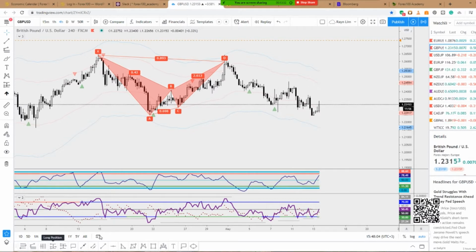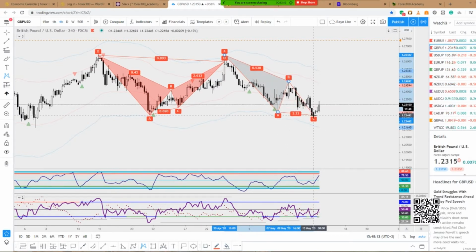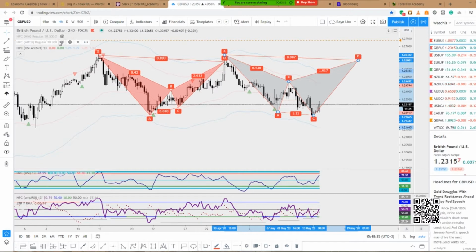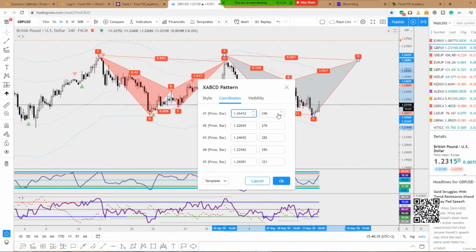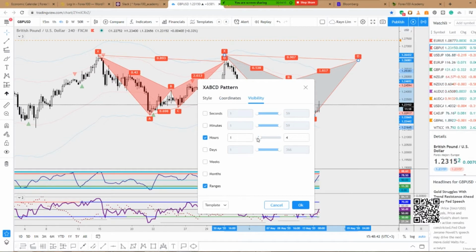Okay, so let me just draft it out first and we'll see whether the software can pick it up. Somewhere over here, that will be a shark pattern. And let's see if it picked it up. Let it look for a while. Alright, and this is more for the 4-hour chart, so we will just keep it at 4-hour.